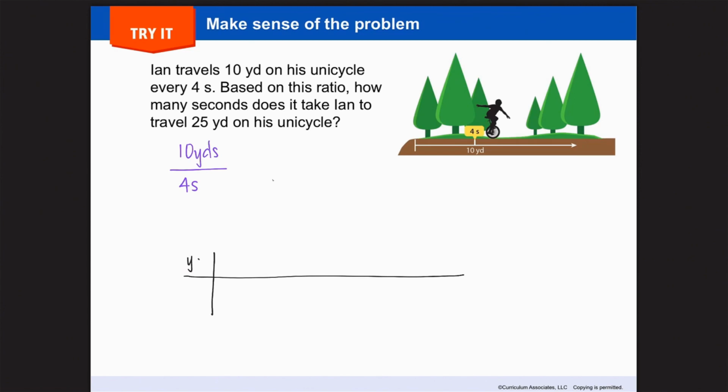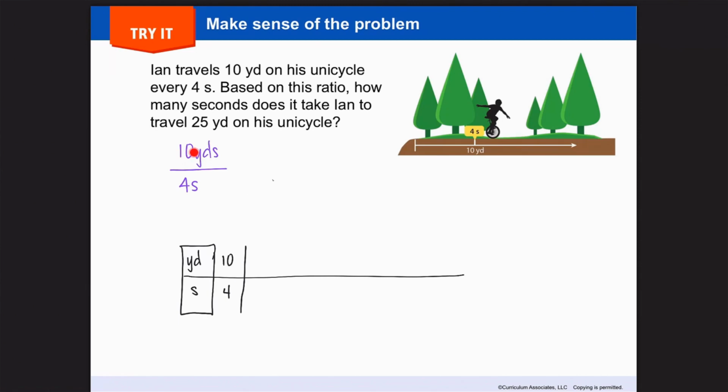Okay, then I'm going to make myself a nice ratio table. So I have yards to seconds. So 10 yards, 4 seconds. Okay. And knowing what I know about ratios, I know that I can make this equivalent. I can make it a little bit more usable. So I know that I can't multiply 10 to get 25, but there is a number within 10 that I can use to get to 25.